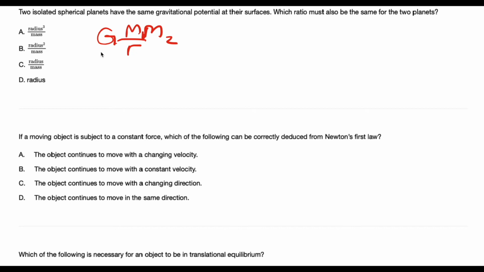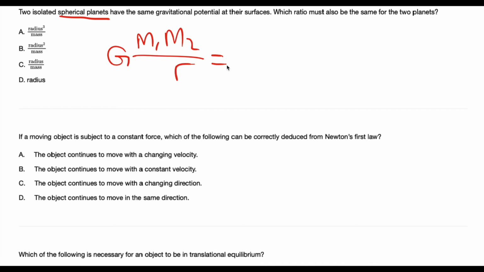So they have the same potential, so you can write an equation for it. G times M1 over R1, for the first spherical planet, is going to be equal to G times M2 over R2. So now you can just cancel all the stuff.